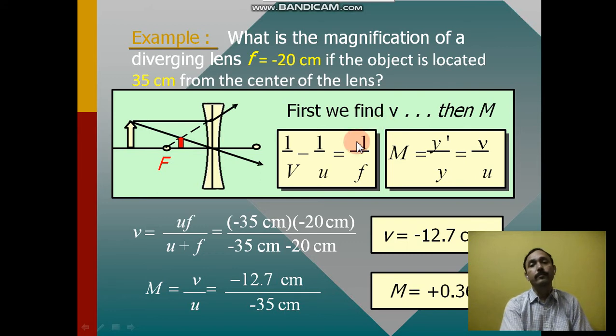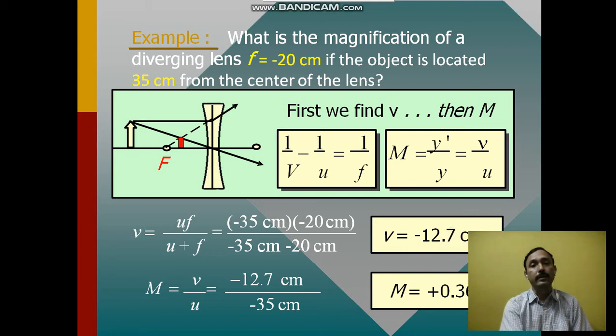Again, the formula that we will use is 1 by V minus 1 by U is equal to 1 by F. So V is equal to U into F by U plus F. The focal length is given, F is equal to minus 20 centimeter. U is 35 centimeter in this direction, so minus 35 centimeter. Putting the values of U and F, V becomes minus 12.7 centimeter.